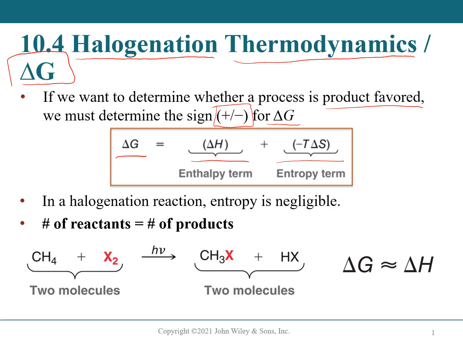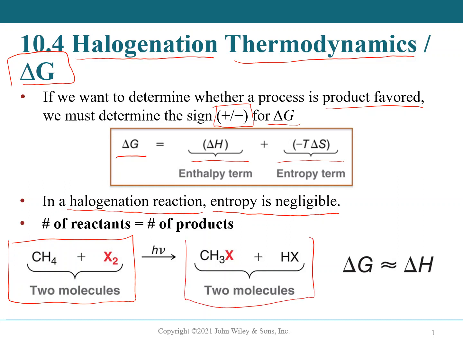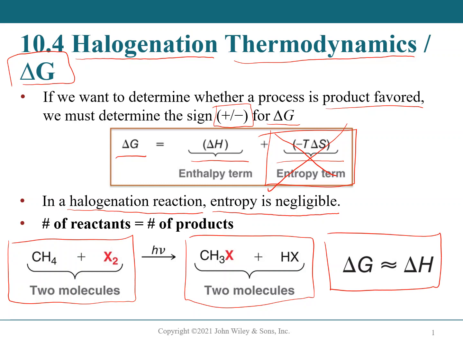In a halogenation reaction, the entropy component of the equation is negligible. So if we look down below for a halogenation reaction, on the left we have two reactant molecules. On the right we produce two product molecules. So essentially the right-hand term of delta G, the minus T delta S, gets canceled out. So we have down below that delta G is approximately equal to delta H in radical reactions.